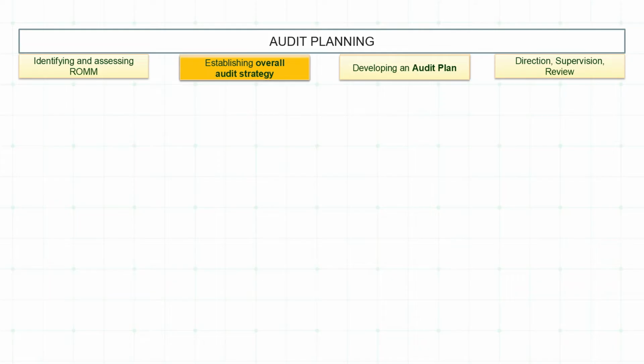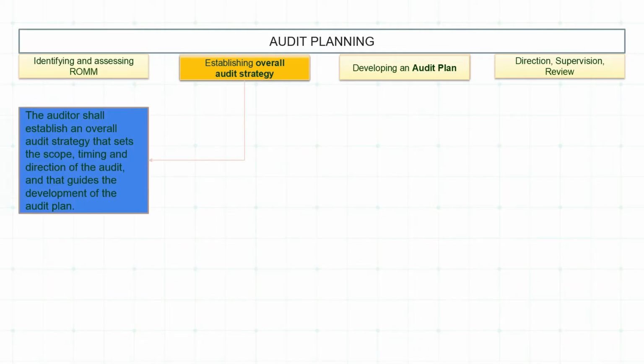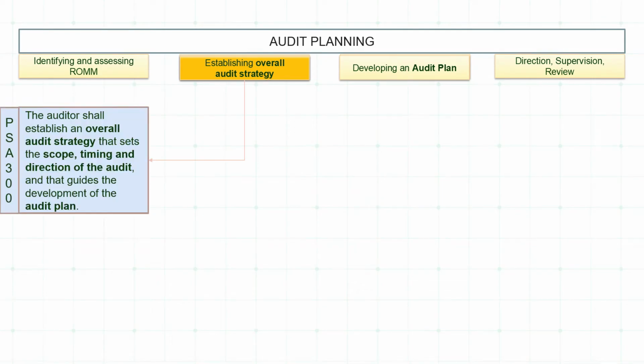However, this time we're finally going to talk about the overall audit strategy and the audit plan, having drawn inspiration from PSA 300 that specifically states the auditor shall establish an overall audit strategy that sets the scope, timing, and direction of the audit and guides the development of a more detailed audit plan. Having said that, we can then envision that the audit strategy comes first, the audit plan comes next.